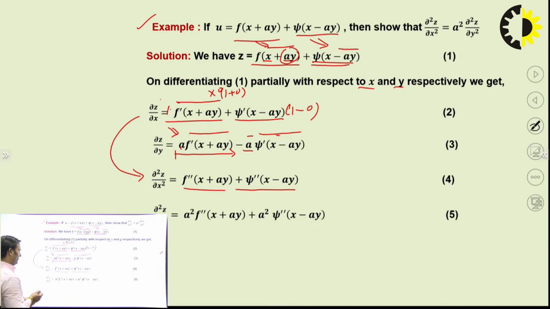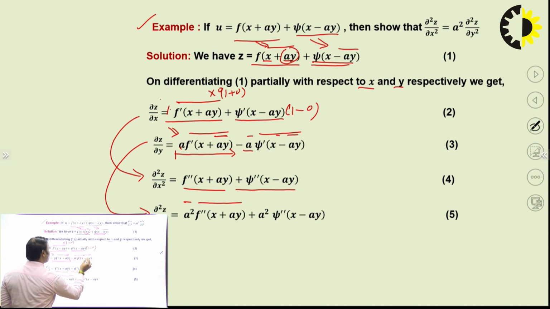For example, now student, we have to calculate the double order differentiation in y. So I'm going to take the differentiation. So one differentiation reached to double differentiation. We will have one more a extra here, so it reached to a square. Similarly, student, we will have minus of a here, so minus into minus becomes plus a square. This is my equation number 5.